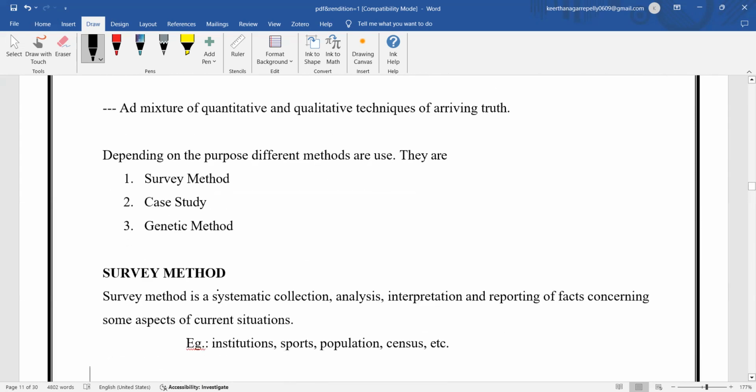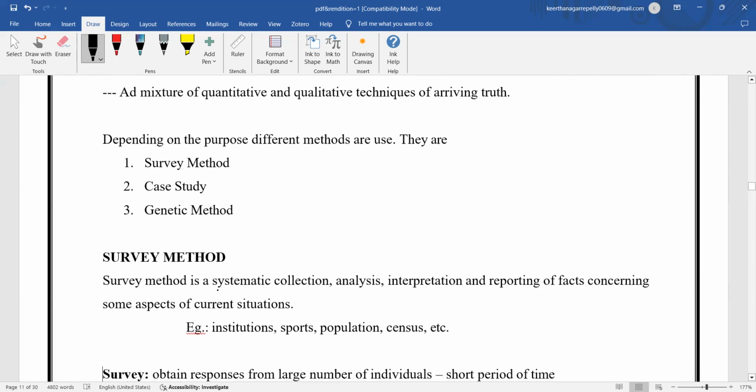Now depending upon the purpose, different methods are used to get the data for the descriptive research. The first one is survey method, the next one is case study, and the third one is genetic study. So first let us see survey method.